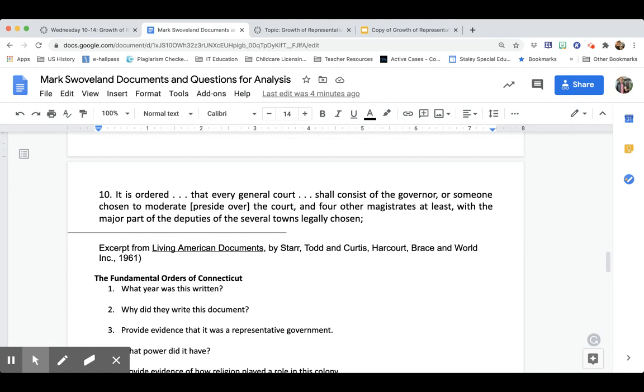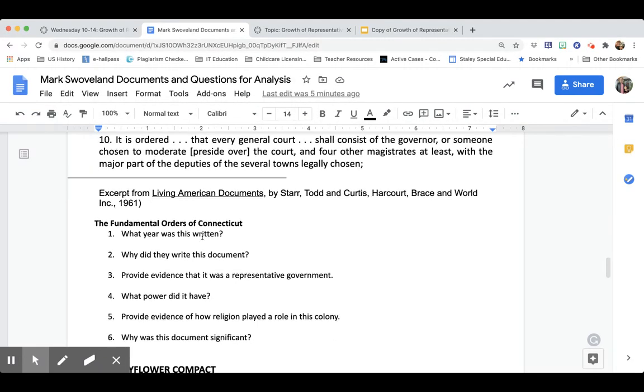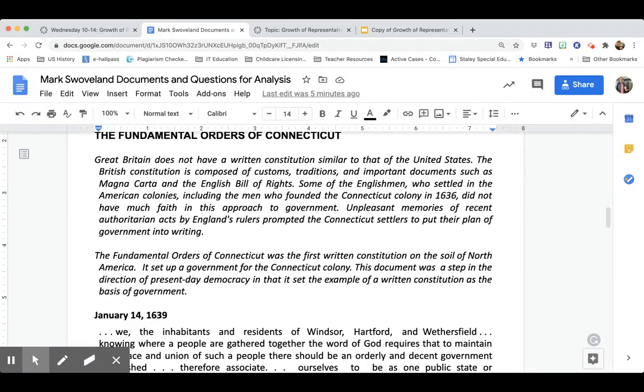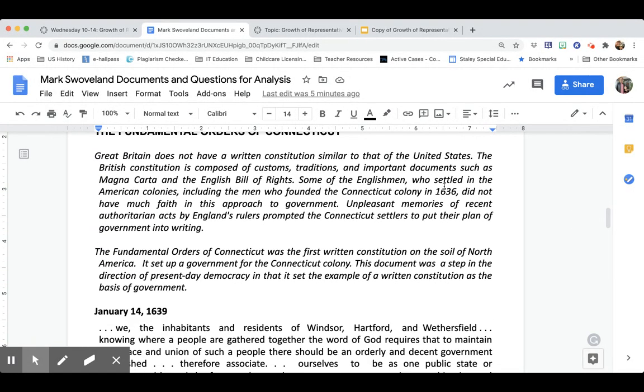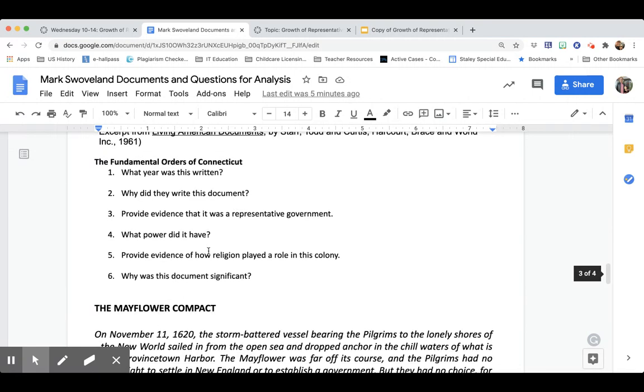It is ordered that every general court shall consist of the governor or someone chosen to moderate, preside over the court, and four other magistrates, at least, with the major part of the deputies of several towns legally chosen. Okay, so this is taken from the Living Documents by Starr Todd. All right, so what year was the Fundamental Orders of Connecticut written? Okay, so let's go ahead and write that down.